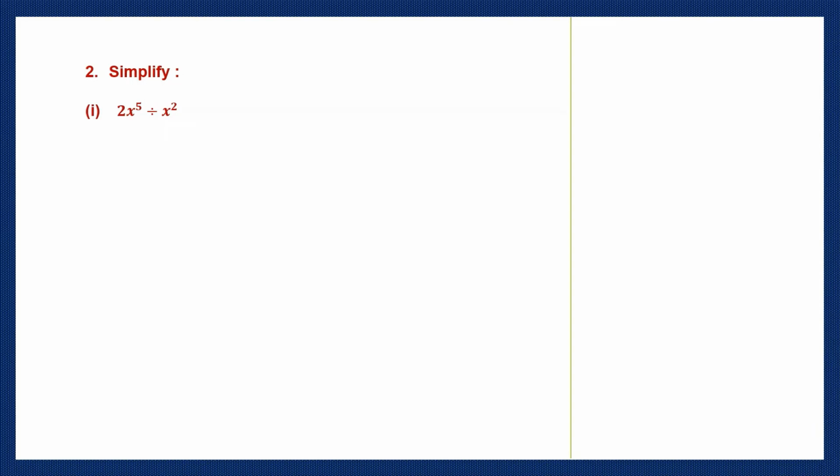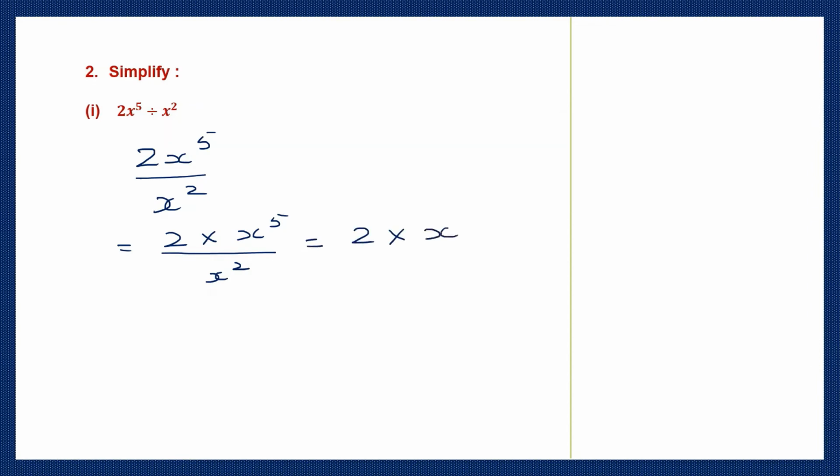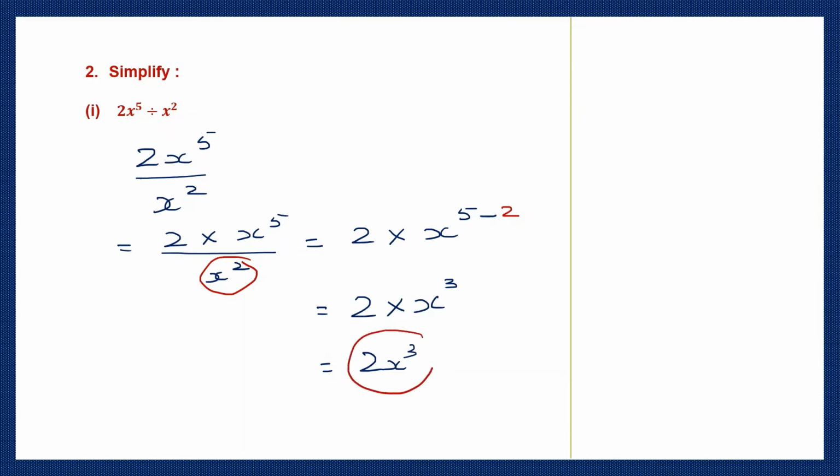Question 2, simplify. So here let's write it down. 2x to the power of 5 divided by x to the power of 2. So this is 2 into x to the power of 5 divided by x to the power of 2. So when we use the exponent law, it becomes 2 into x to the power of 5 minus this 2, minus 2. So what do we get? 2 into x to the power of 5 minus 2 is 3. Finally, 2x to the power of 3. So this is my answer.